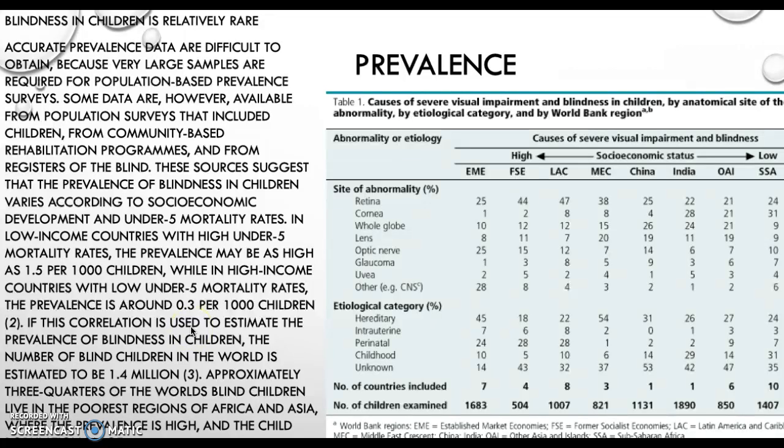So with the prevalence, I didn't see anything about whether or not it's more common in boys or girls. Something that stuck out to me was that approximately 3/4 of the world's blind children live in the poorest regions of Africa and Asia, and it doesn't say why, so it's a question that I've been researching on my own. I'm not sure why poverty has so much to do with students being blind.